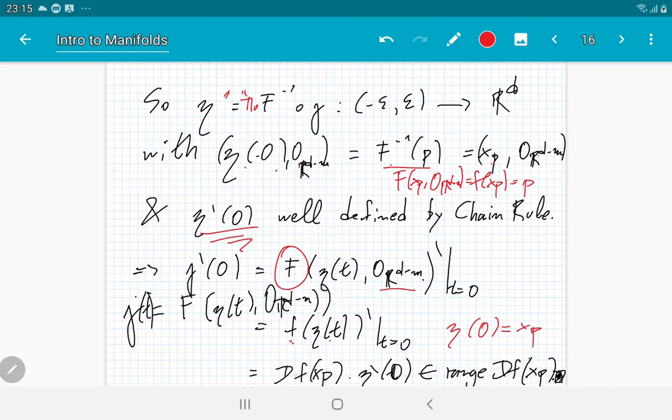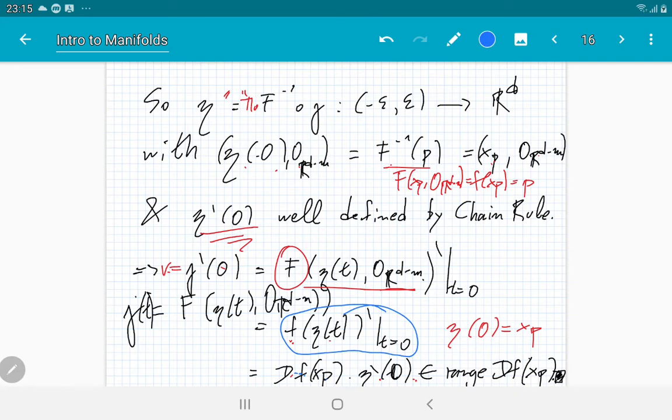And now I get this. So I get the derivative of f at xp applied to eta of 0. So remember, this was the vector v that I wanted to prove belonged to the range of df xp. And I just did it, right? So I have v is equal to this, which is the derivative of this expression, which is the derivative of this other expression. And this, of course, is the derivative of f at xp applied to a vector, so it belongs to the range.